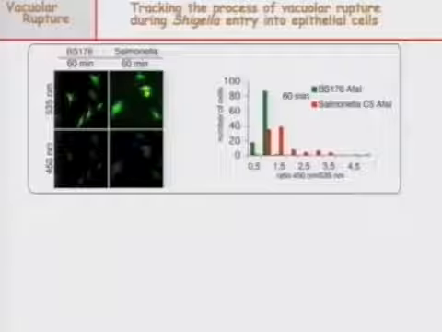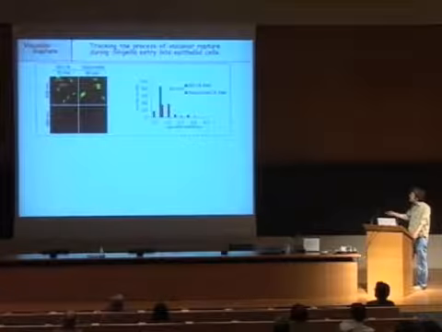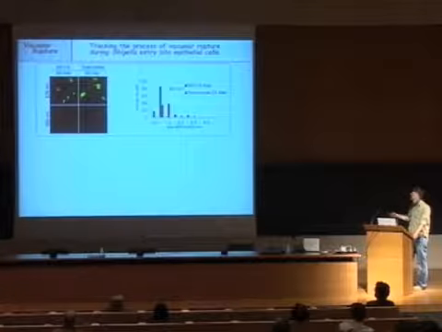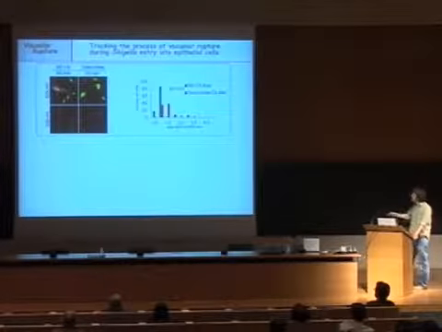The first thing we did then was test our assay on epithelial cells. And here we found, when we incubated mutant bacteria that cannot invade epithelial cells, or Salmonella that does not escape from the endocytic vacuole, that about 1 hour after the onset of infection, the cells were all green.